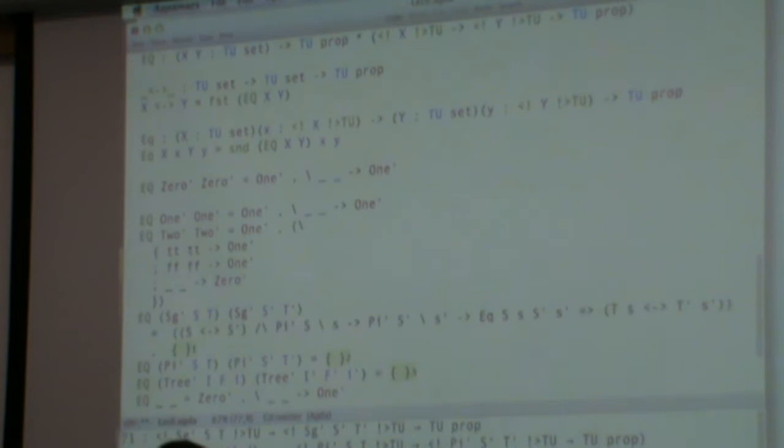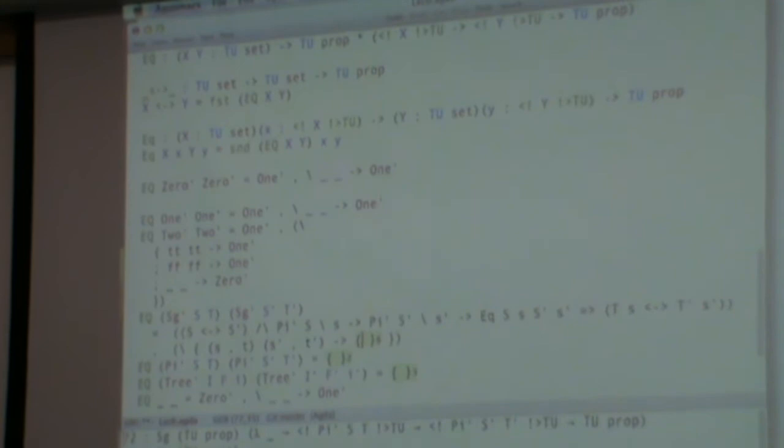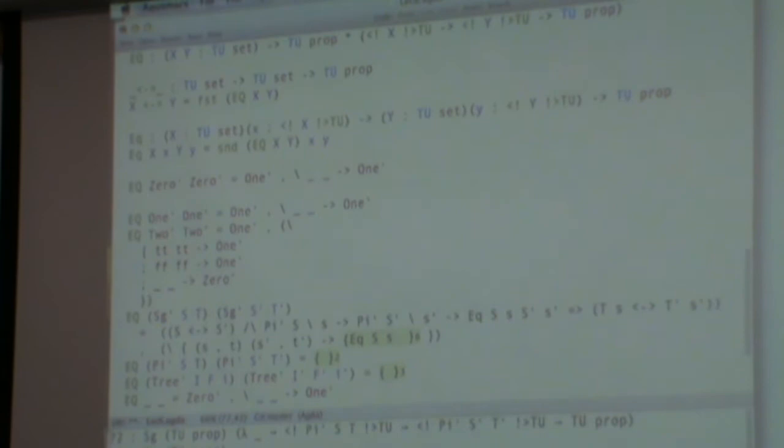And we also need to say now when two pairs are equal, and hopefully that will be easy. So if you actually give me S, T and S prime, T prime, under what circumstances are these two pairs equal? Well, they're going to be equal component-wise. So that's that.